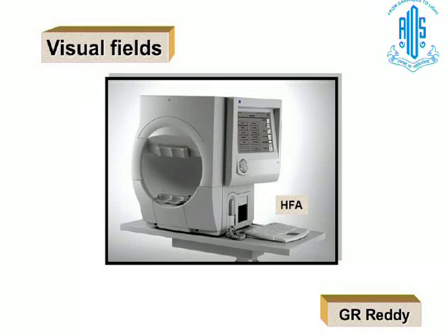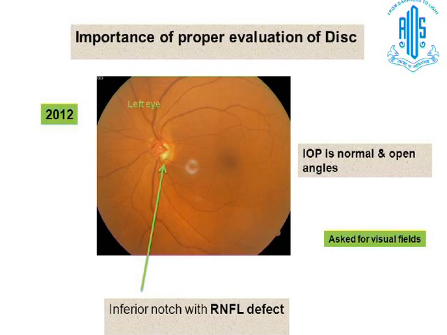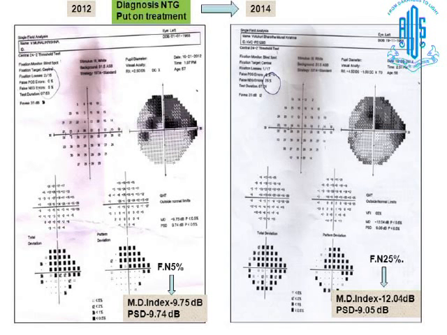Talking about the current concept of visual fields. The most important factor in the visual fields is the proper evaluation of the disc. This patient was seen in 2012 with an inferior rim defect, an arcade defect, and an open angle, and was asked for visual fields.